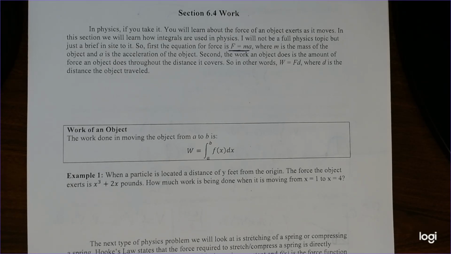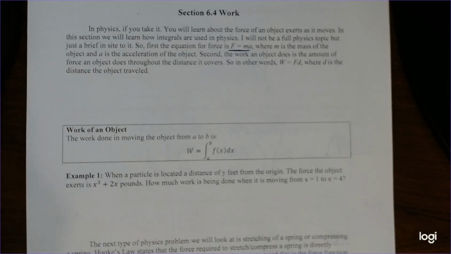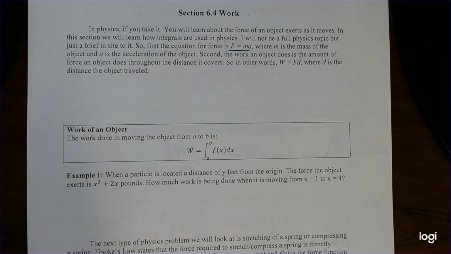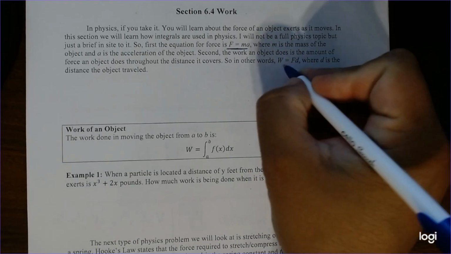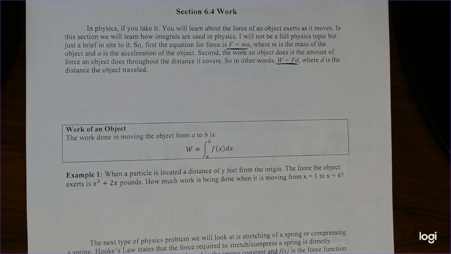The second, the work of an object, is the amount of force an object does throughout the distance it covers. So how much work does it take for you to swing and move yourself to actually hit something? That's what it means by work. When it comes to work, our equation is W equals F times D, where D is the distance the object travels.